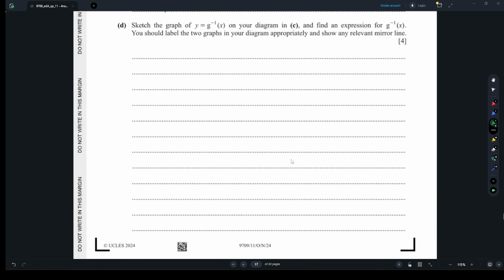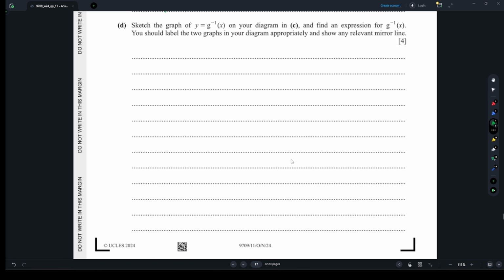Now they're asking then, sketch the graph of y equals minus g on your diagram in part C and find the expression for g inverse x. And you should label two graphs in your diagram appropriately and show any relevant mirror line. Okay. So now you have to find the inverse.